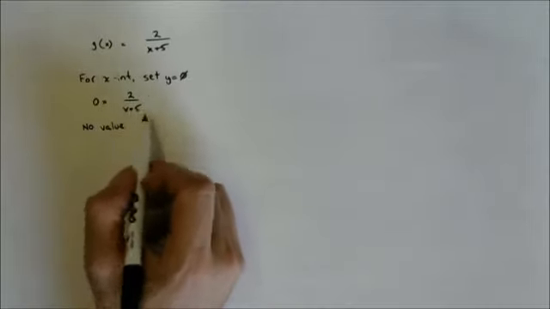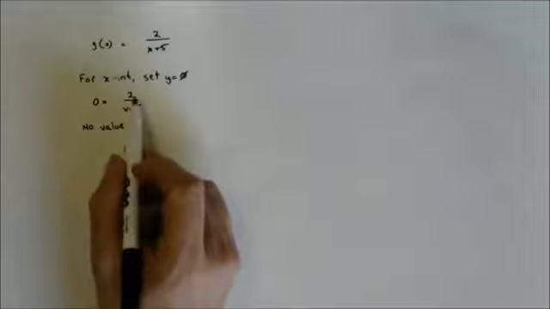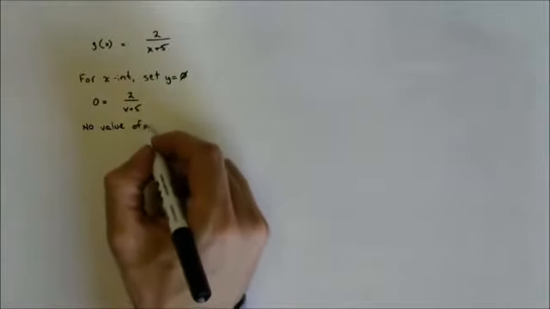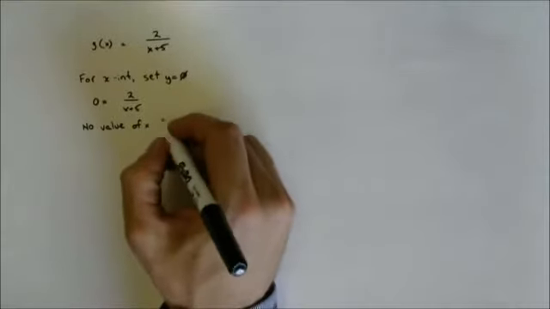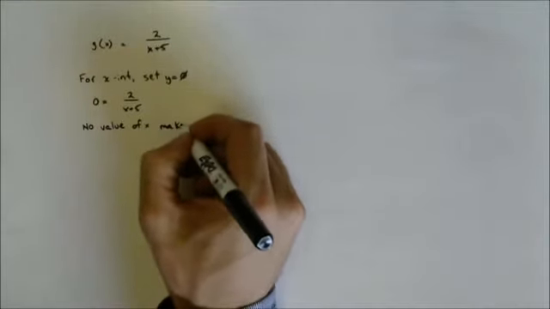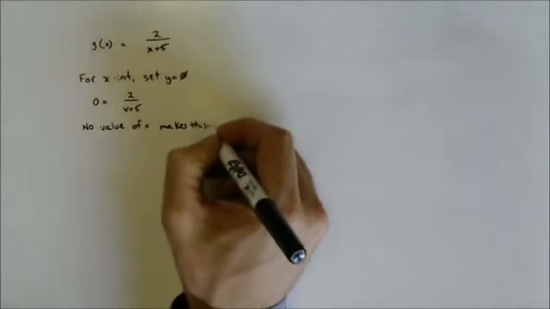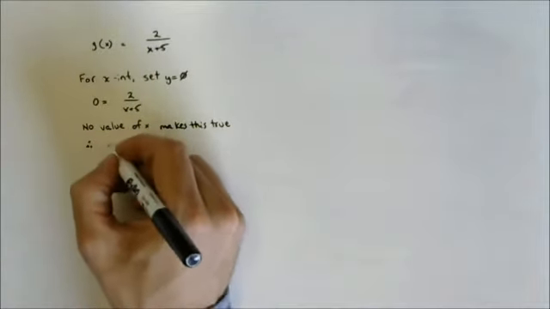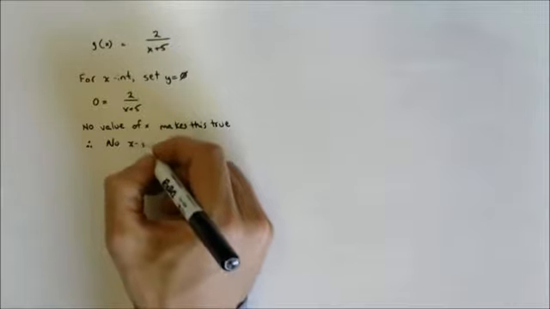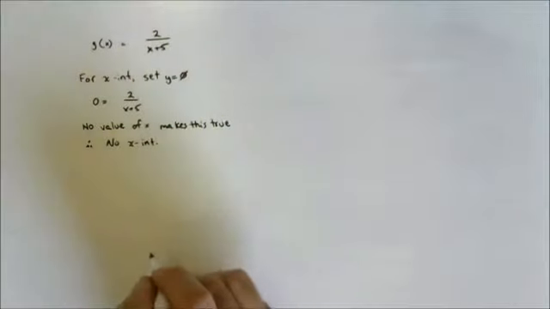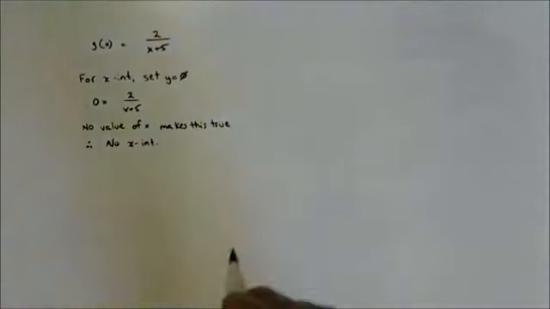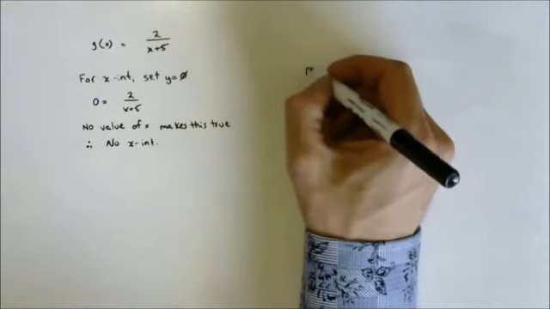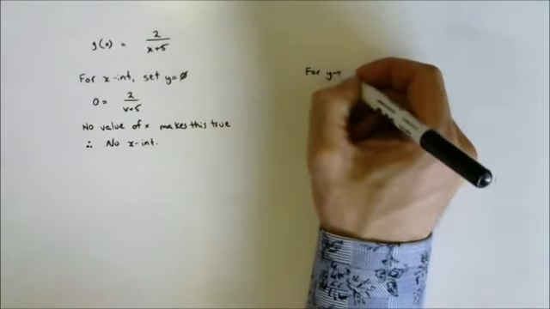You can never make this expression equal 0 because you always have just a 2 in the numerator. So no value of x makes this true. Therefore, no x-intercept. That shouldn't surprise us. That's what we ran into in the last one. No x-intercept.